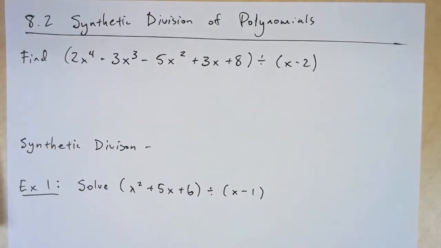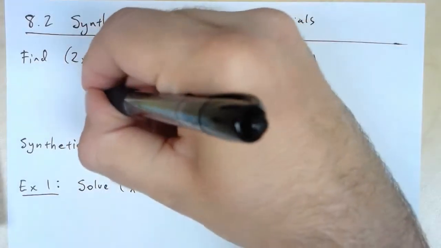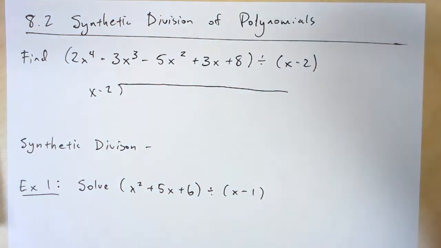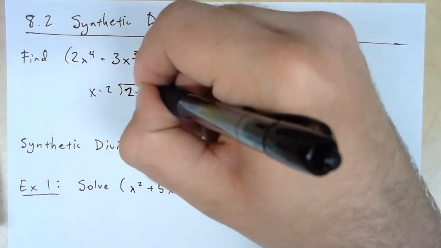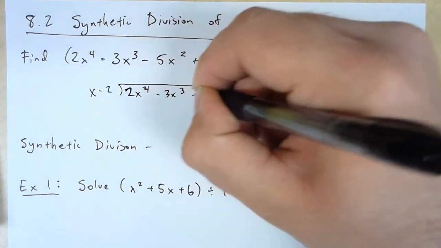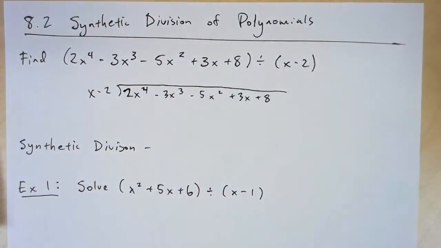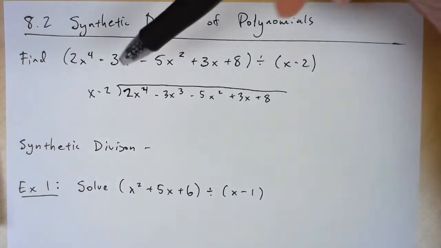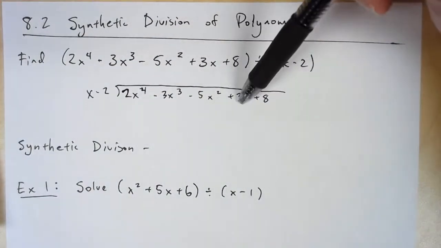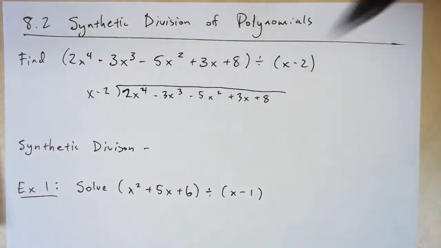Alright folks, today we're working on synthetic division of polynomials, which is a really cool thing. So let's pretend we were asked this question: find 2x to the fourth minus 3x to the third minus 5x squared plus 3x plus 8 divided by x minus 2. We would set this up with x minus 2, long division symbol, then 2x to the fourth minus 3x to the third minus 5x squared plus 3x plus 8. And then we'd have to divide 1, 2, 3, 4 possible times. That's a lot of places to make some errors.